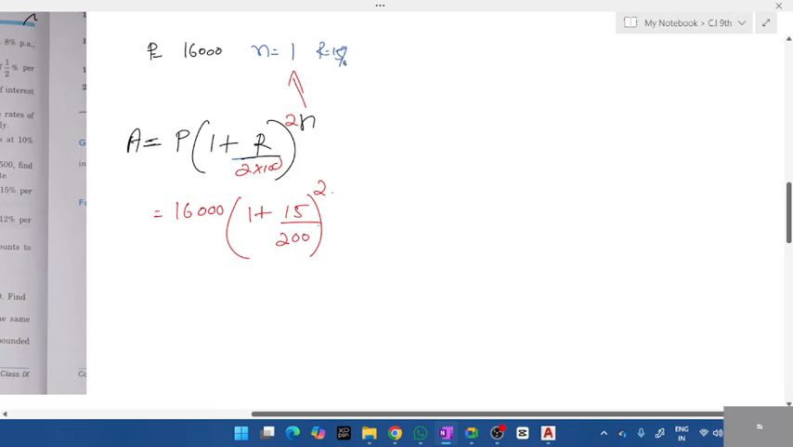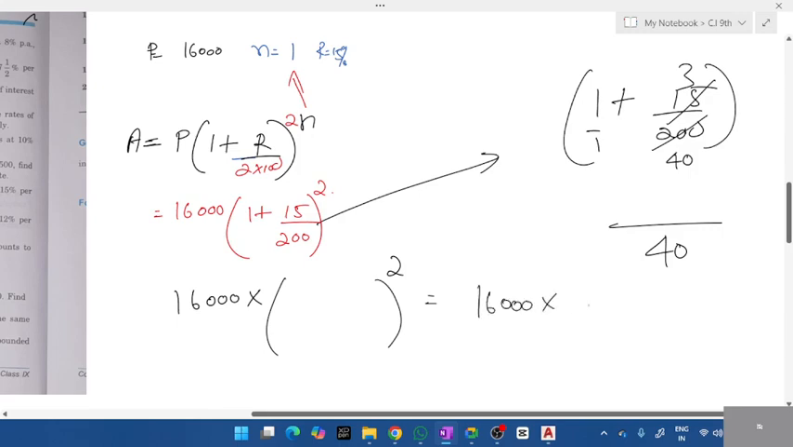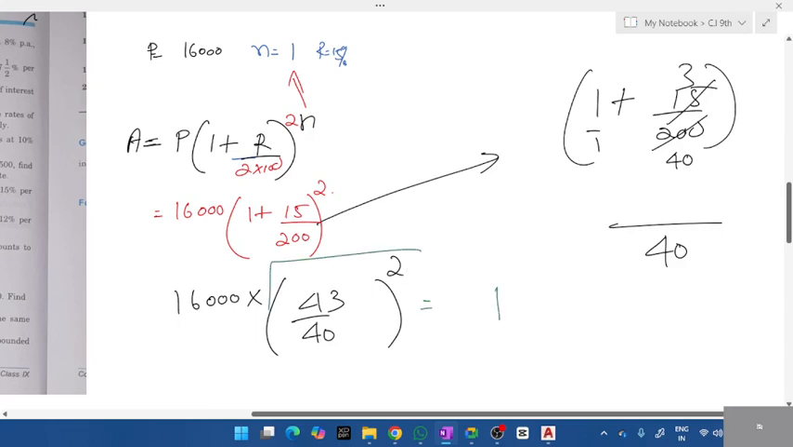Yes, complete this. 1 plus 15 divided by 200. Reduce this. 5 threes are 15, 5 eights are 40. Take LCM. It is 43 by 40. What's the value? 43 by 40, right? So twice, correct. What you told was correct.